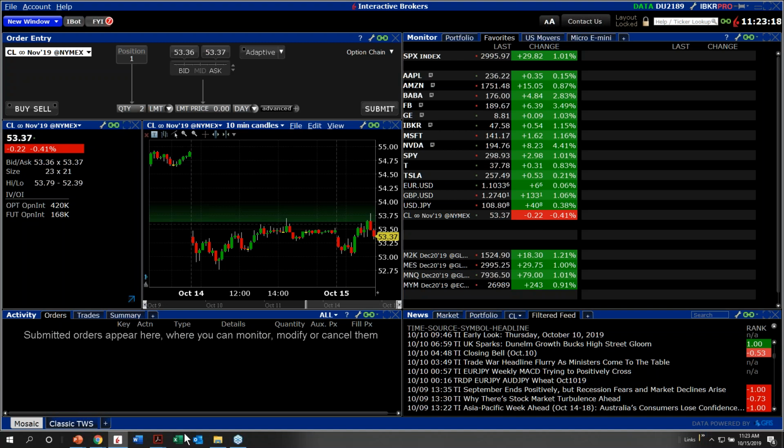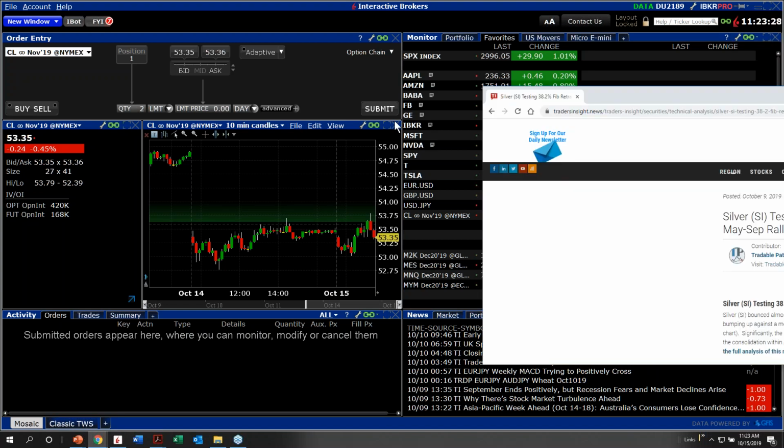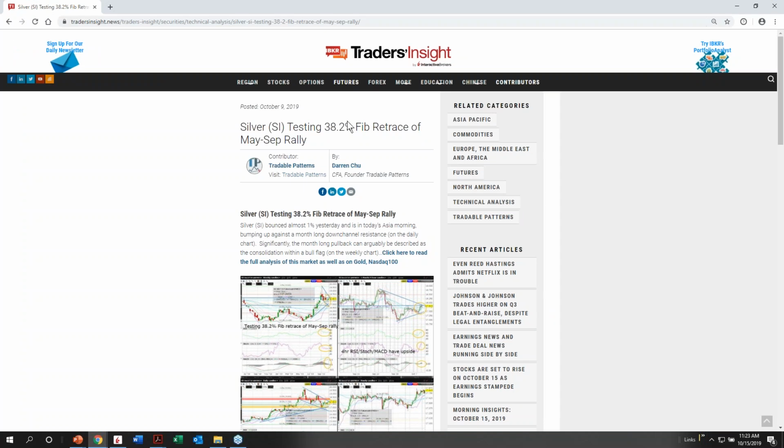Oh, and here, let me see if that actually fell down behind here. Or it may have opened up. It does open up on a separate, well, this is what it looks like in our Trader Insight.